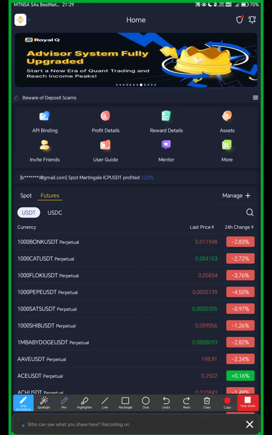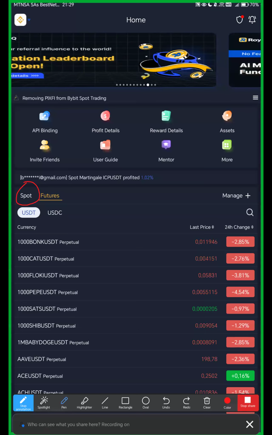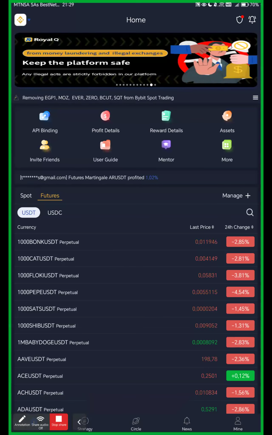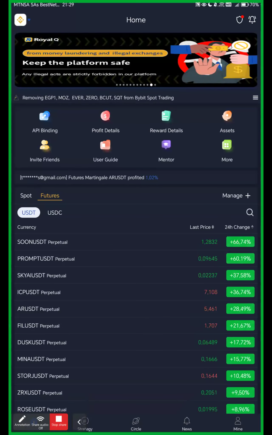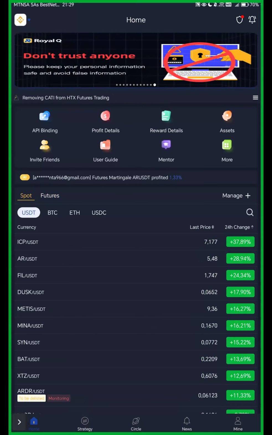So let's start with the spot market. If we want to use the MACD indicator to make an entry in the market for us, how do we set it up? Let's come here and look at this coin. Let me put it under spot.